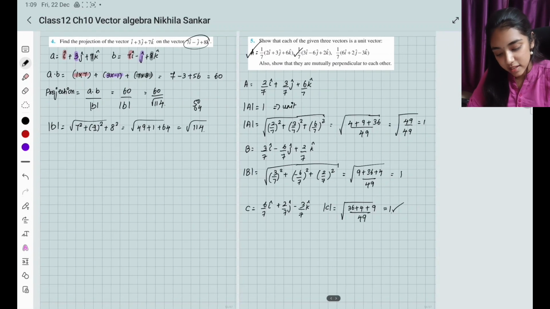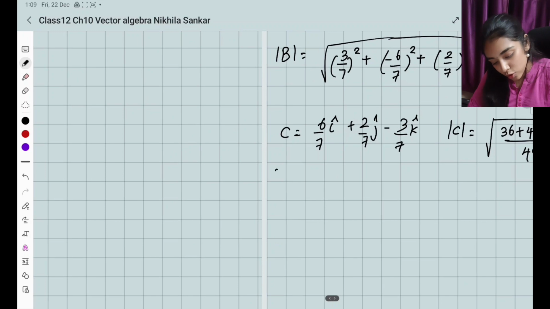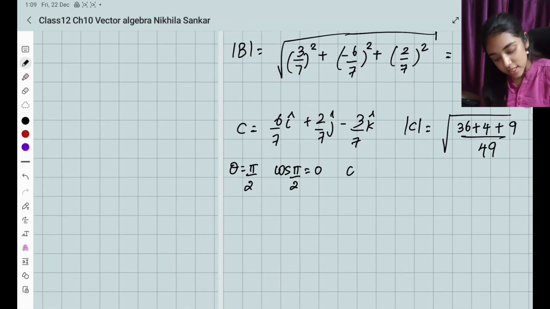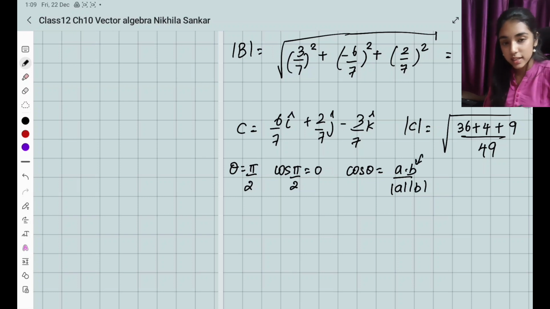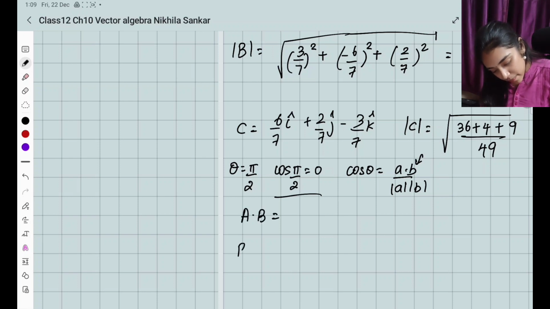Now what else is asked in the second part? Also show that they are mutually perpendicular to each other. What does perpendicular mean? Theta is going to be pi divided by 2, which means cos pi by 2 equals 0. So what is cos theta? From what we know, it is a dot b divided by mod a times mod b. So if I prove the dot product is 0, I can prove that theta is pi by 2. So I need to find a dot b, b dot c and c dot a.